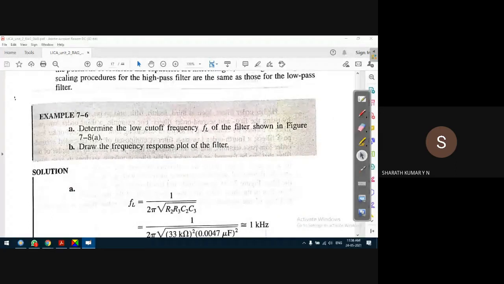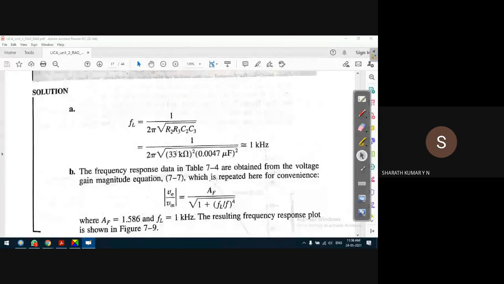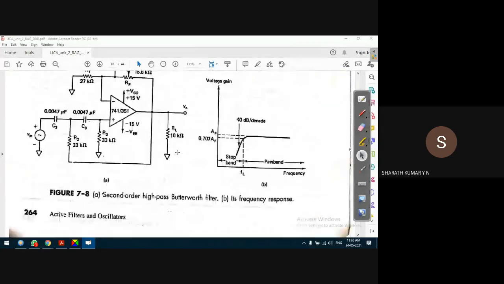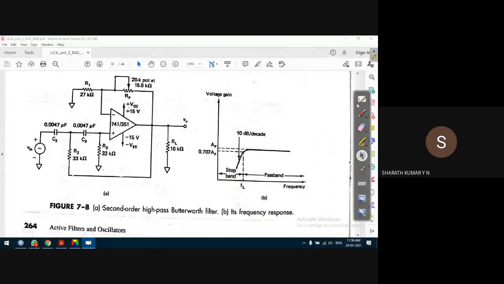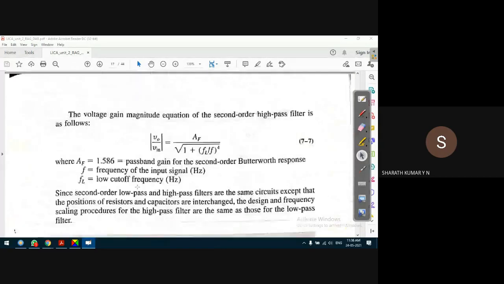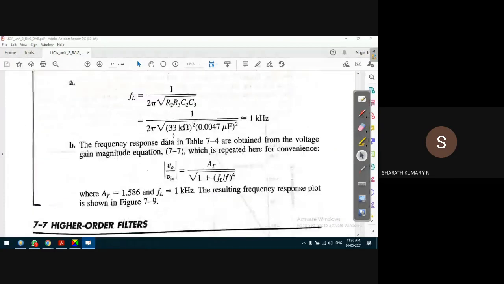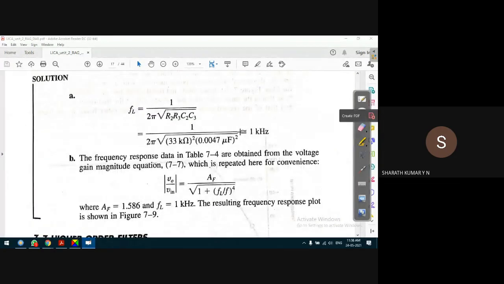Determine the lower cutoff frequency FL of the filter shown in figure 7.8. Here it is. For this filter we have to find the lower cutoff frequency FL, where the RC values are shown. From this diagram we know the values of R2, R3 and C2, C3, so from these values we can find the value of FL.